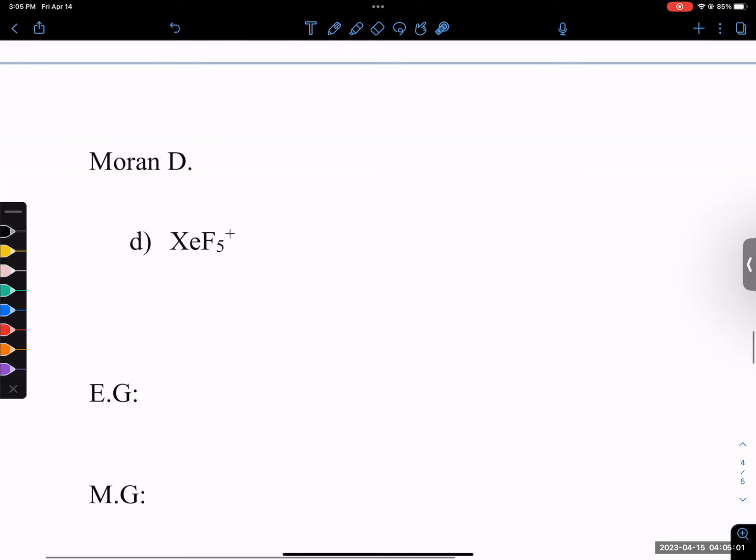XeF5 plus. What's our first rule? Identify the number of total valence electrons. Xenon has 8, and fluorine has 7. So 7 times 5 is 35, plus 8 is 43. That's our total, right? Yeah, there's a plus there. So we remove an electron, because the plus means minus 1 electron. So 43 minus 1, there's 42 valence electrons.